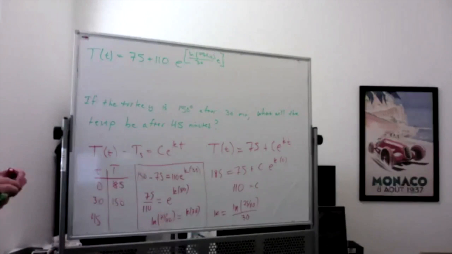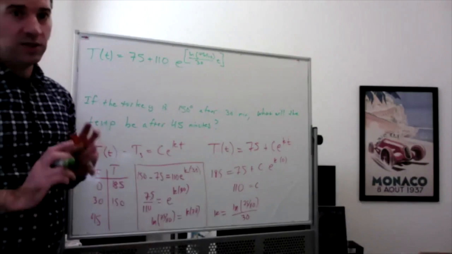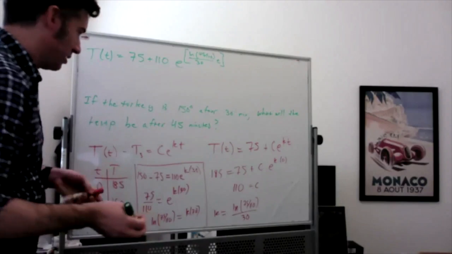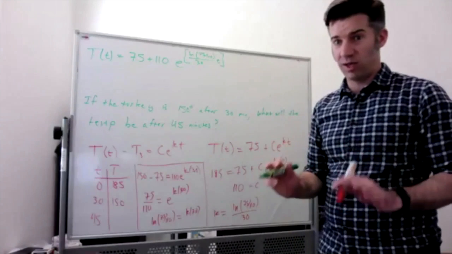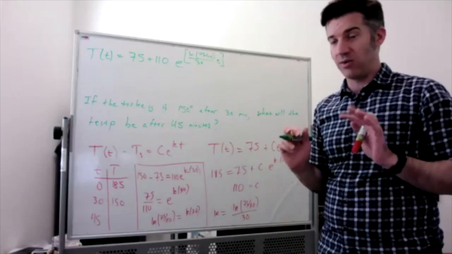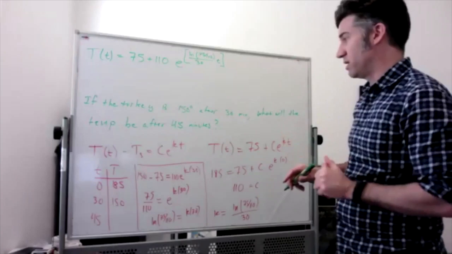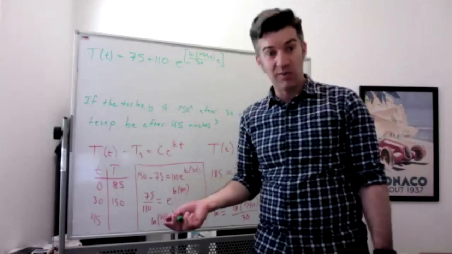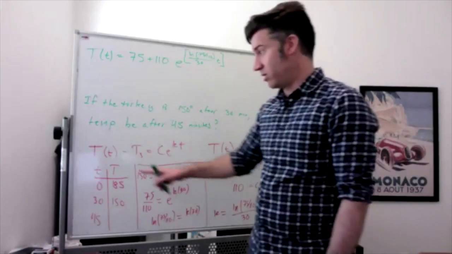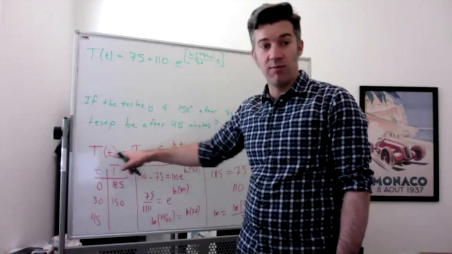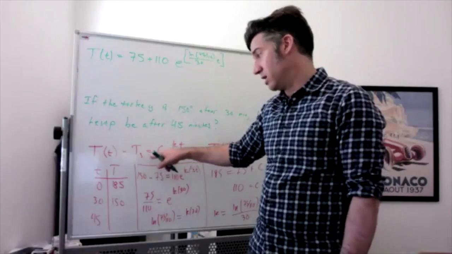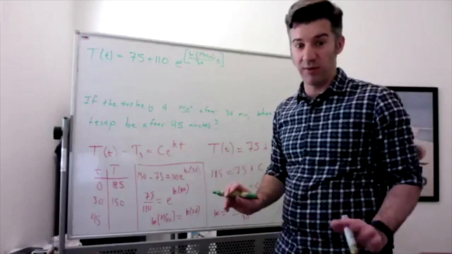So what I want you to remember before I go any further here is that the way you solve these problems is just like solving an exponential growth or decay problem where you have y equal to c e to the kt. The only difference is instead of starting with y equal to c e to the kt, you're starting with your temperature minus your surrounding temperature. So temperature variable minus surrounding temperature constant equal to c e to the kt. It's the only real difference.